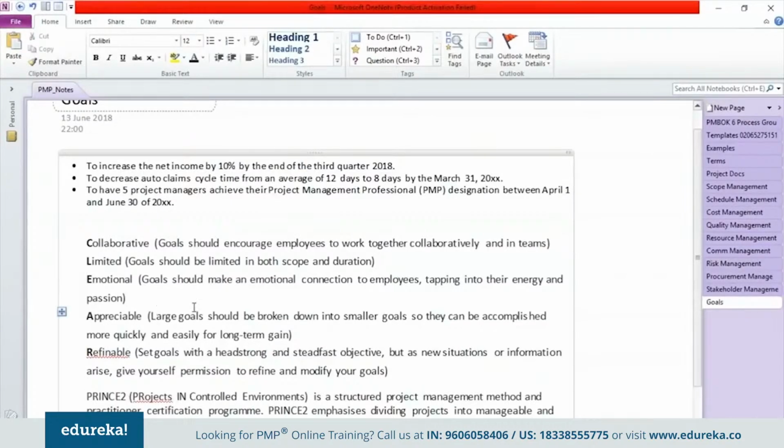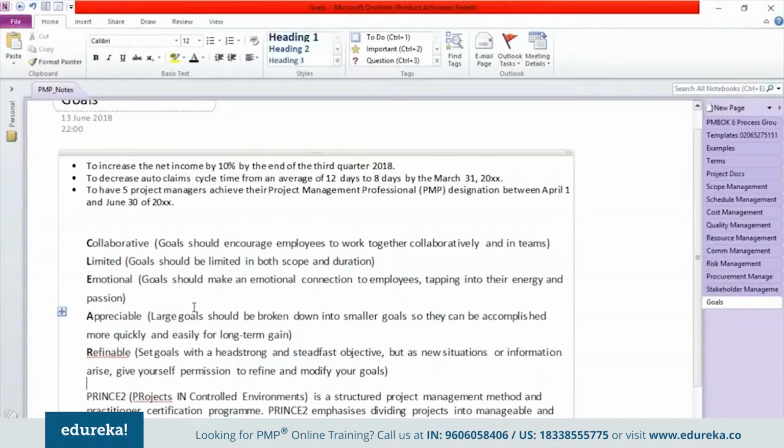As we say, in CLEAR, C is for collaborative. So it should encourage your employees to work together in a collaborative fashion. If there is clarity that I have to increase income by 10%, then I believe this will give a lot of insight to people on why we should be working collaboratively, because there is a goal, we can relate to that, and there is good clarity. Limited: goals should be limited in both scope and duration. So here also, as you see, scope is very clear, they want to just reduce the cycle time. So scope is definitely very clear and limited, and there is also a duration attached to that.